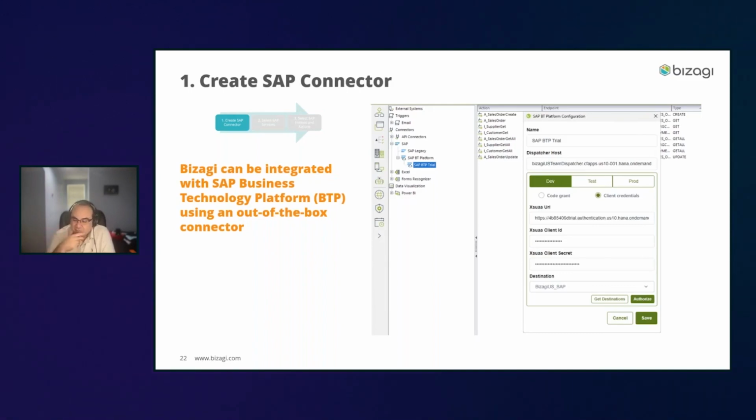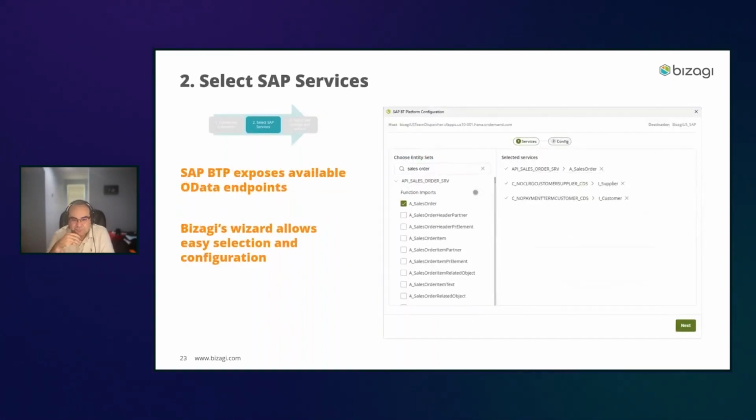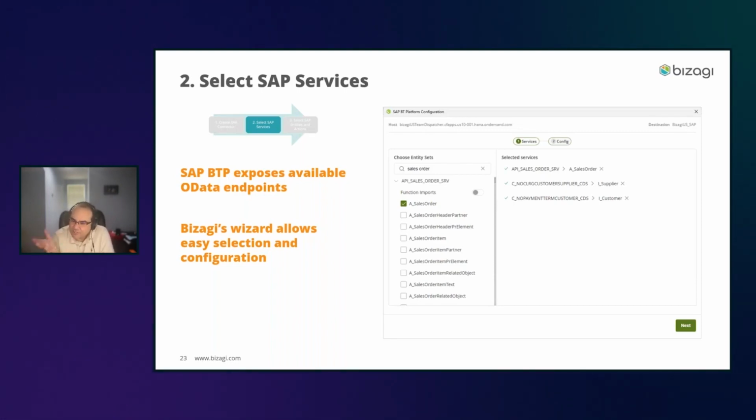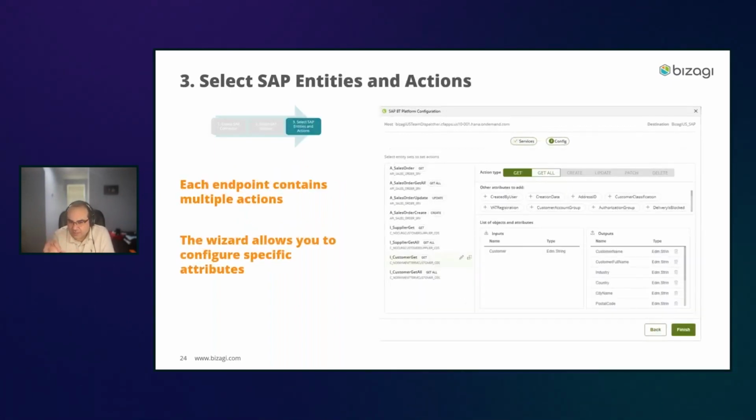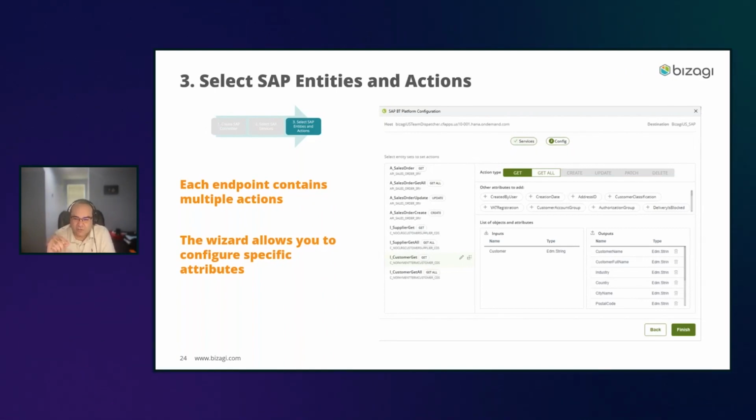The next step is actually selecting the services that we are going to use from the connector. So from here, you will be able to see that Bizagi exposes or presents all the possible services provided by the SAP API, and we just need to select the ones that we are going to work with. Once we select these services, the final step is actually to define which actions and entities we are going to work with. So in this case, we need to define, okay, we are going to use the create, we are going to use the get, and from those actions, which attributes are the ones that we need to map into our own implementation.